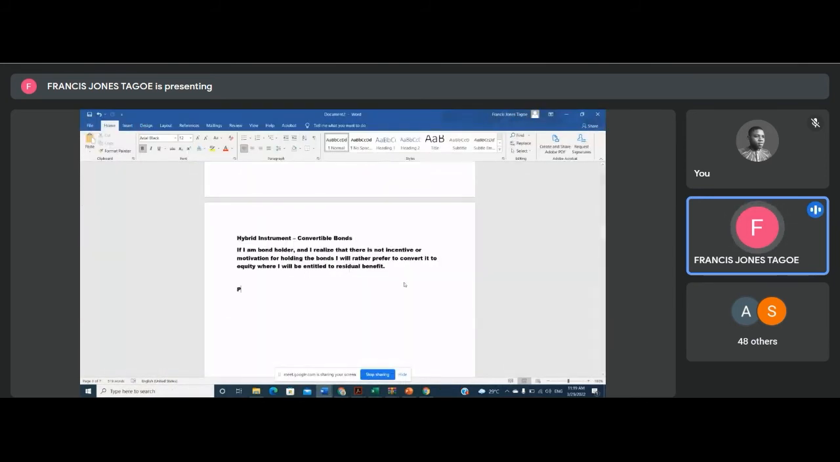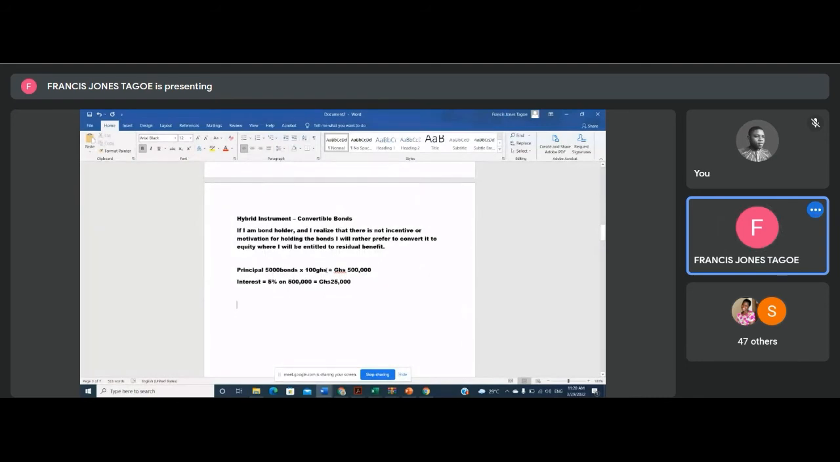So from this question, the principal is 5,000 bonds at 100 cedis. That gives us 500,000. So if I am the holder of this bond, I will get my principal at the end of the 5 years. Now the interest is 5% on the 500,000, which is how much? 5% on the 500,000 gives us $25,000. So periodically at the end of every year you'll get $25,000, isn't it?